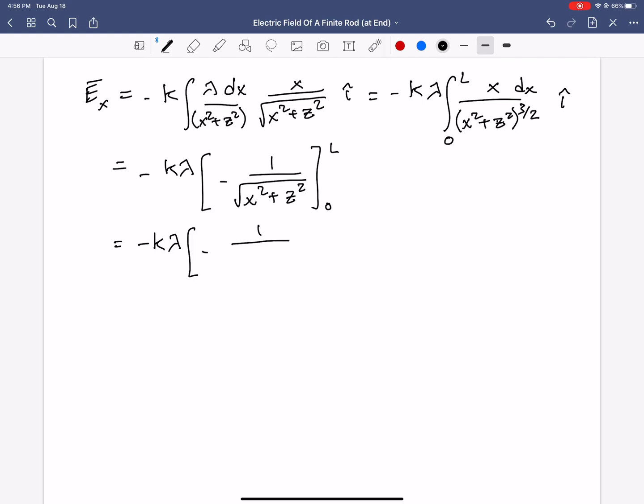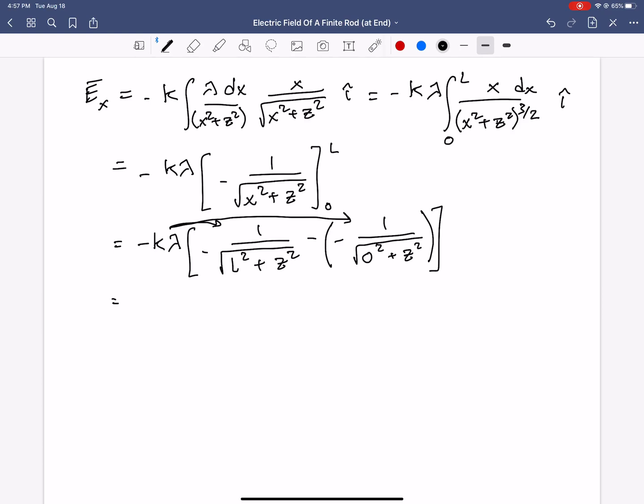Minus 1 over plugging L in for x, since that was the variable. Whoops. This still stays a square root. And then we plug in 0, so we're subtracting a negative. 0 squared, and so this becomes, I'm going to rearrange this, taking these into both sides gives us the following. And then plus, this is 1 over z. Right? Oh, i hat.